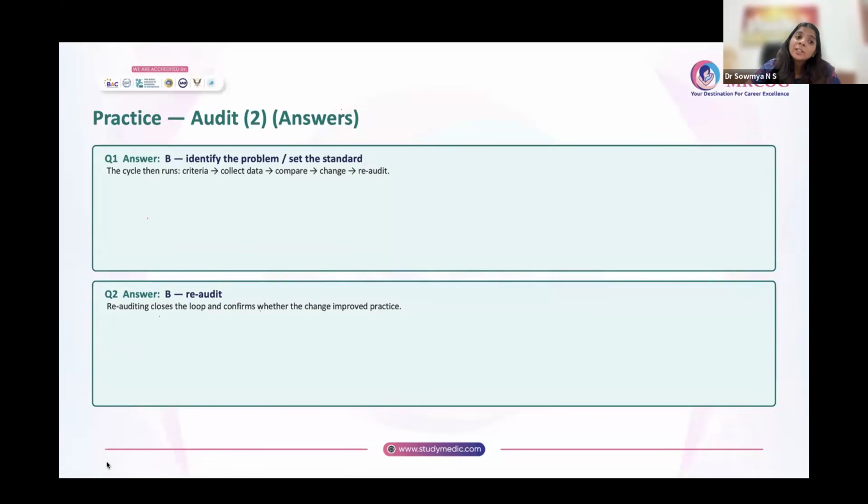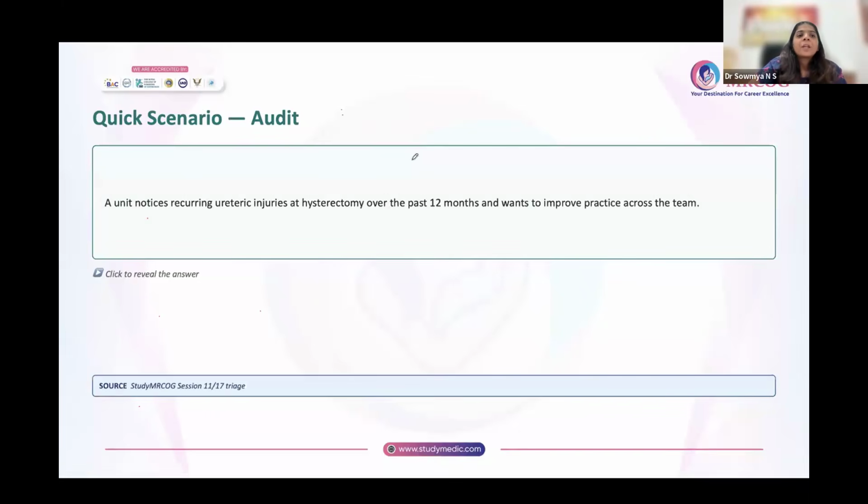Okay. And also resources could be material resources, for example, your CTG machine. Things like that. Implementing change is always about considering the whole system failure and making sure you're not blaming a single person. Okay. A unit notices recurring ureteric injuries at hysterectomy over the past 12 months and wants to improve practice across the team. So obviously, it would be audit.